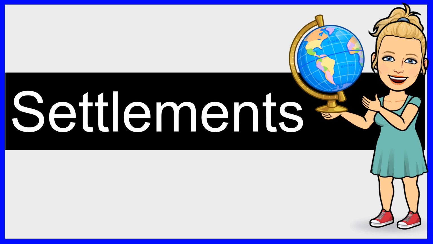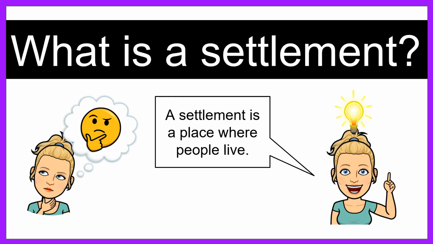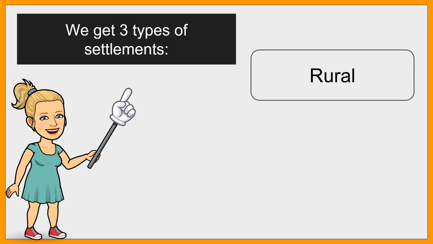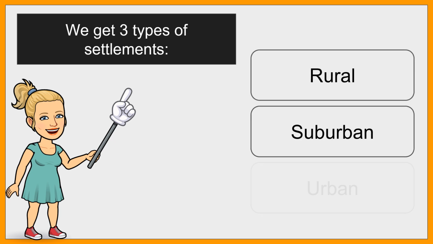Today's topic is settlements. So, what is a settlement? A settlement is a place where people live. We get three types of settlements. The first one is rural, the second one is suburban, and the third is urban.